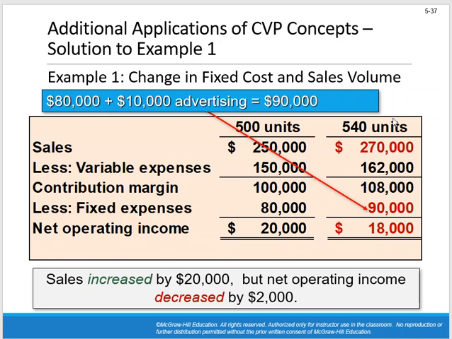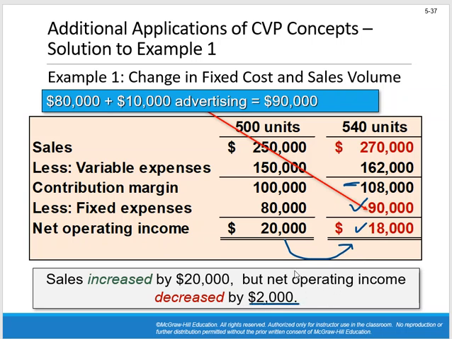Here's how they do it. They drew out the income statement in full. So 500 units, we already have seen this income statement. That's sales of 250,000, variable expenses of 150. So we have a CM of 100,000 total minus fixed equals 20,000. So if we redo this under this new scenario, we're taking 540 units times 500 gives us sales of 270. 540 units times variable expenses of 300 per unit gives us variable expenses of 162 and therefore a CM of 108. We also could have just skipped straight to this point. We could have done 540 units times 200 equals 108 and subtract our fixed expenses, which have now gone up by 10,000. So now they're up to 90,000. So our new net operating income is 18,000, which is a decrease of 2,000, right?